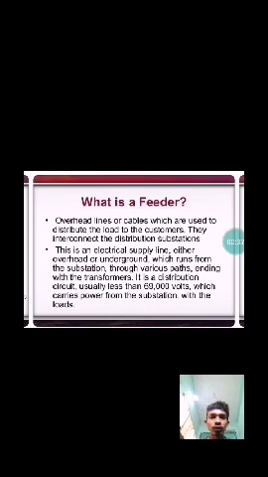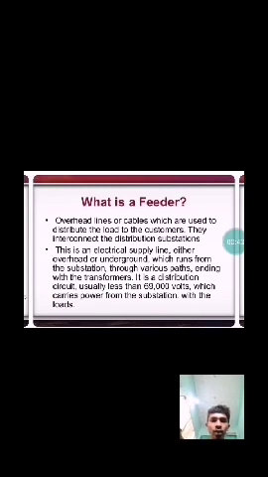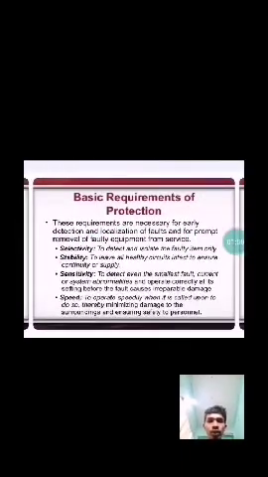interconnected to distribution substations. Second, it is an electrical supply line, either overhead or underground, which runs from the substation and varies along the path, leading to a transformer. It is a distribution circuit, usually less than 69,000 volts, which carries the power from the substation to the main loads. Basic requirements of the protection.